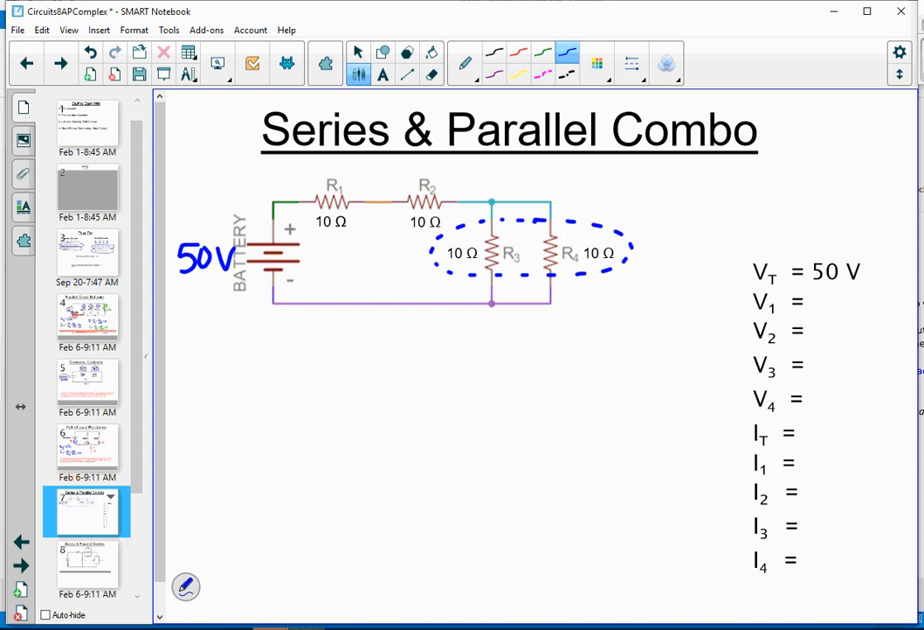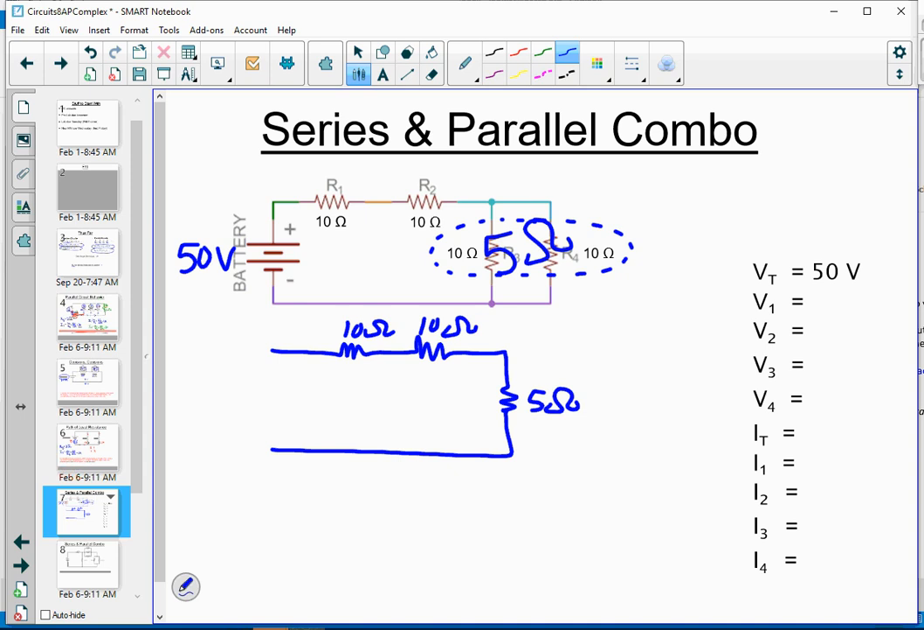So notice R3 and R4 are in parallel with each other, and since they're both 10 ohm resistors, they can essentially be replaced with one giant 5 ohm resistor. If we were to redraw, it would be like having a 10 ohm and a 10 ohm and a 5 ohm resistor. Now that we've taken care of the parallel part, we have a straight series circuit. We have 3 resistors in series, and we add them together when they're in series, so the equivalent resistance of the whole circuit is going to be 25 ohms.